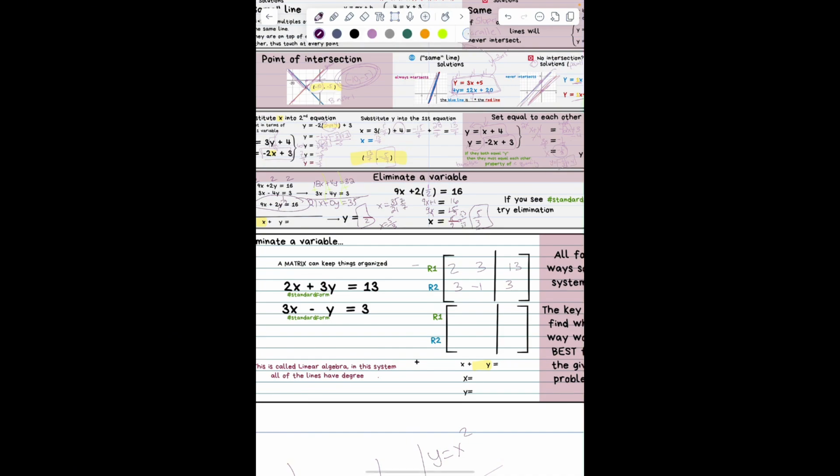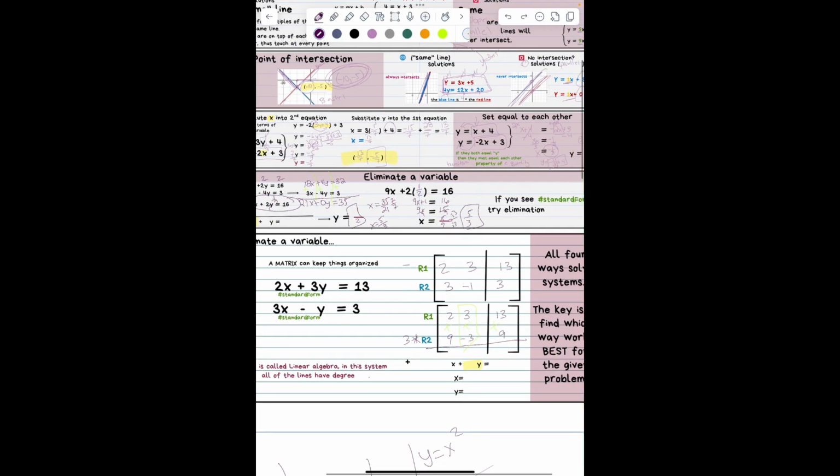So I'm going to leave row 1 alone, but I'm going to multiply row 2 times 3. That's 9, negative 3, and 9. And now I can just put my little equal sign here. What do I want to do? Add or subtract? Well, how am I going to zero these out? Add. So 2 plus 9, that's 11. Oopsie, I did it again. 11.